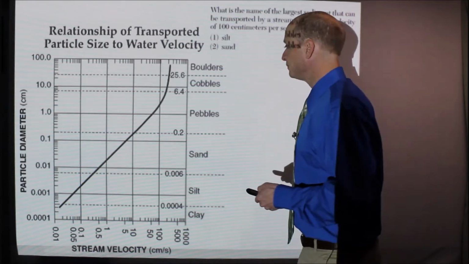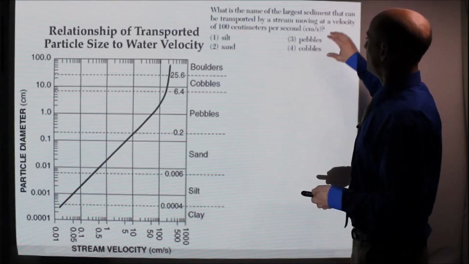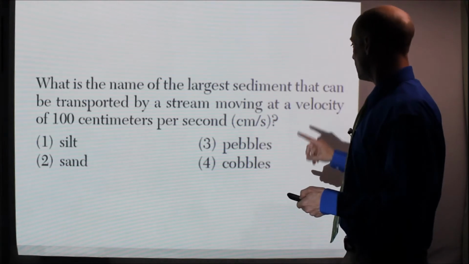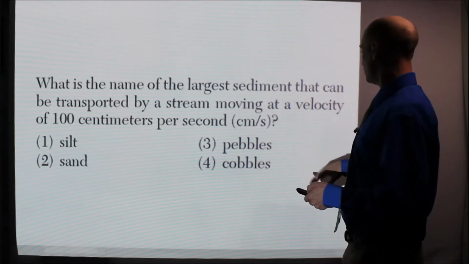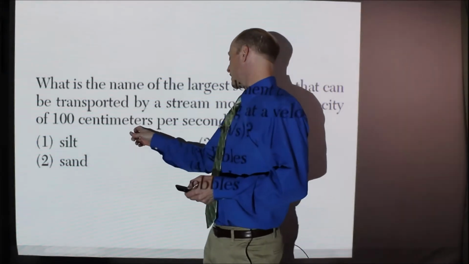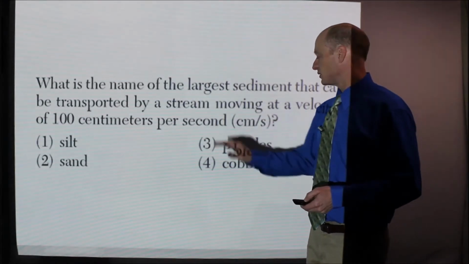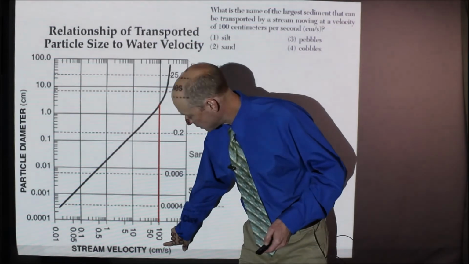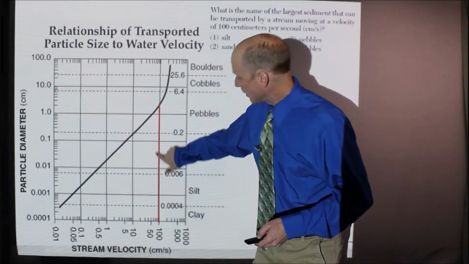Let's do another one. This is a different question, and let's zoom in on this as well. So, what is the name of the largest sediment that can be transported by a stream moving at a velocity of 100 centimeters per second? And it's silt, sand, pebbles, cobbles. So, let's go here. What you want to do is 100 centimeters per second is down here. So, I'll follow it up to the line.